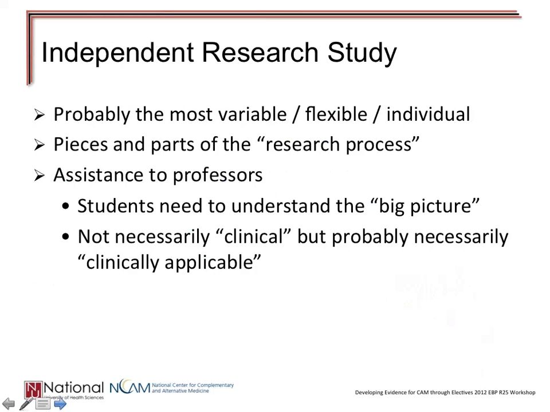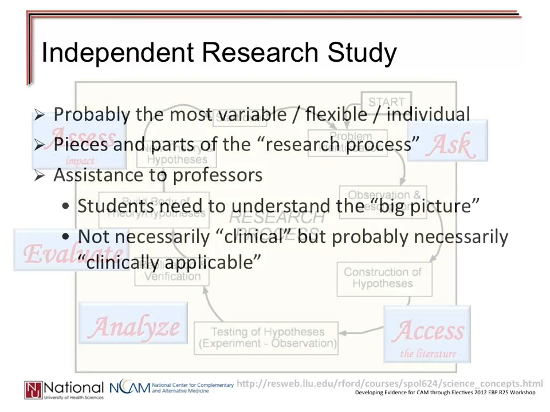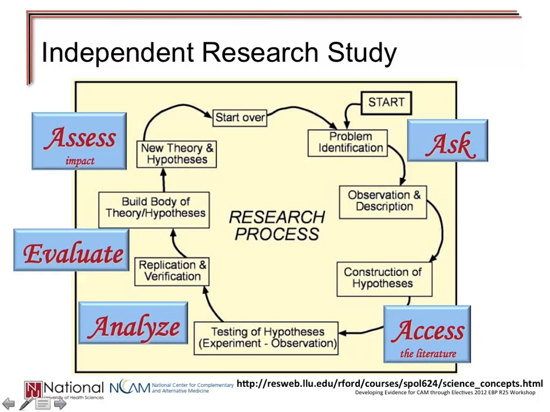And so we have some of the resources that those students have used organized for that as well. But truly, the independent research study, if you look at the classic way of the research process, where you're identifying the problem, you're observing it, you're describing it, you're constructing your hypothesis, you're testing the hypothesis, you're looking at the background, you're experimenting, repeating it, verifying it, then rebuilding your hypothesis. That's really the background of the applied EBP skills of asking, access, analyzing, evaluating, appraising, and assessing. So it's very diverse, it's very involved.